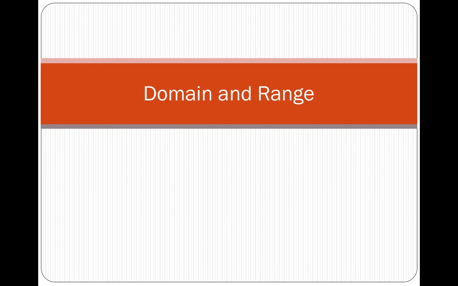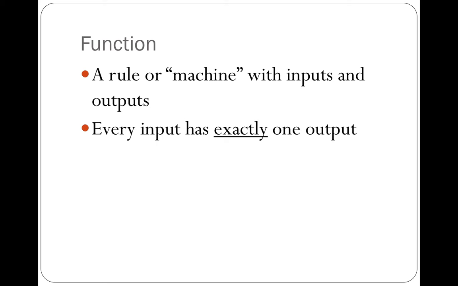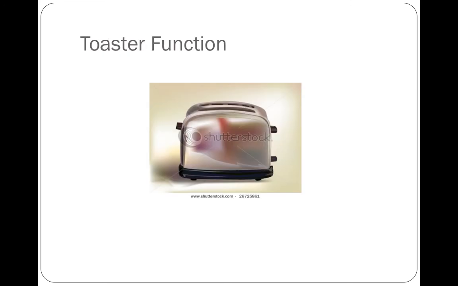In this video, we are going to continue our study of functions by talking about two special subgroups here. We're going to deal with domain and range and how they are related to a function. So a very quick review. What is a function? Well, a function is a rule or a machine with inputs and outputs, and every input has exactly one output. So let's review real quick.